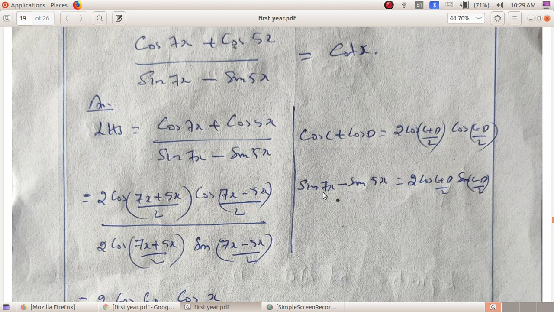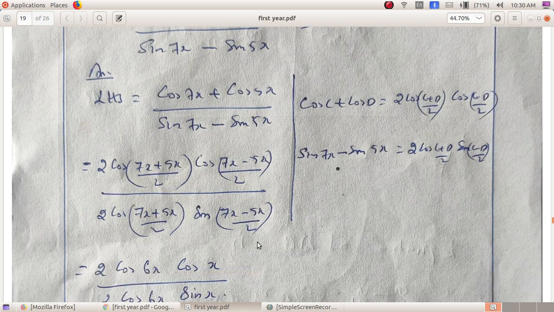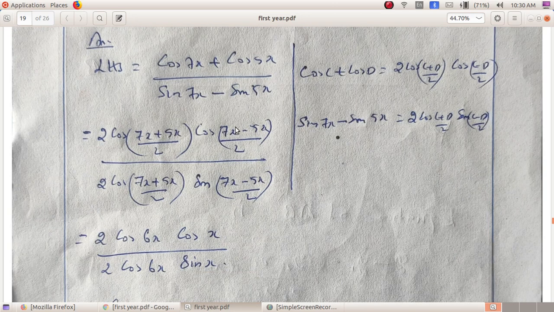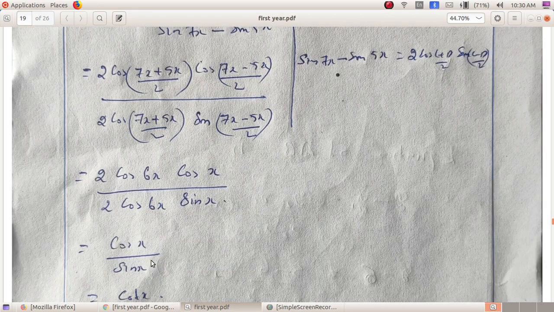What is the formula? Sin c minus sin d, not 7x, not 5x. So you read it as sin c minus sin d. Its answer is 2 cos c plus d by 2 sin c minus d by 2. So you apply this one. 2 cos c plus d by 2, 7x plus 5x by 2. Similarly sin 7x minus 5x by 2. 7x plus 5x, 12x by 2, 6x. 7x minus 5x, 2x. 2x by 2, x. Similarly this one. You cancel these 2 terms, then cos x by sin x is cot x.